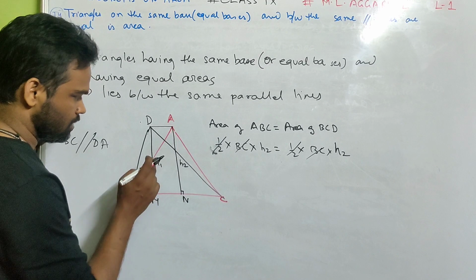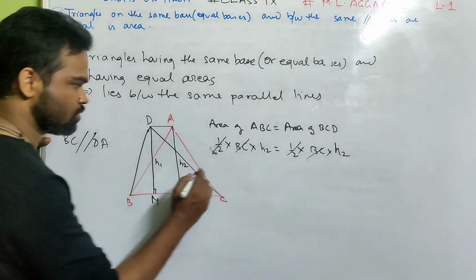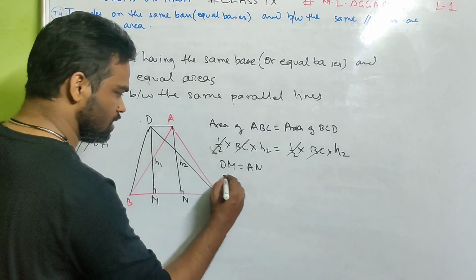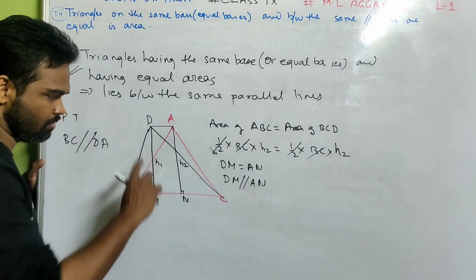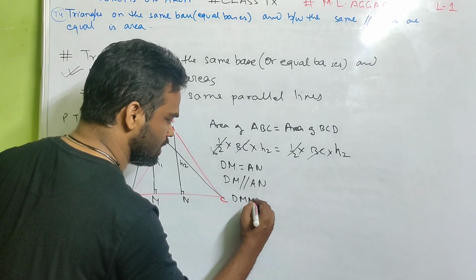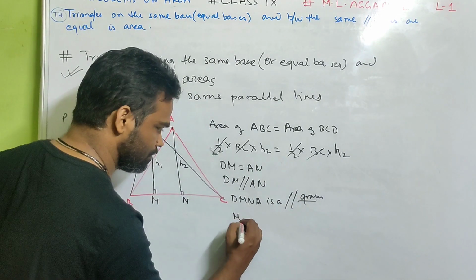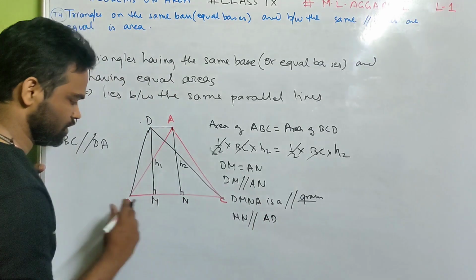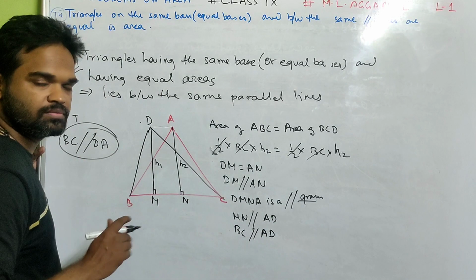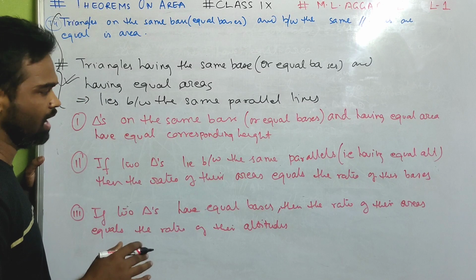Now look carefully. H1 and H2 are perpendiculars on BC, which means DM is equal to AN, and since they are perpendiculars on the same line BC, we can say that DM is parallel to AN. Now, DM is parallel to AN as well as equal, which means DMNA, look carefully, is a parallelogram. And if it's a parallelogram, we can say that MN is parallel to AD, which means BC, because MN is a part of BC, BC is parallel to AD, which we were supposed to prove. Done? Very easy.